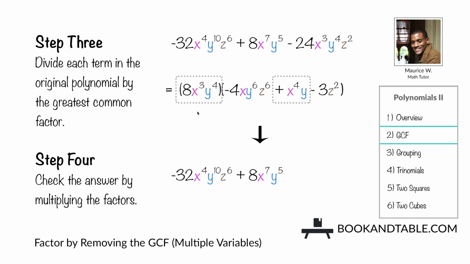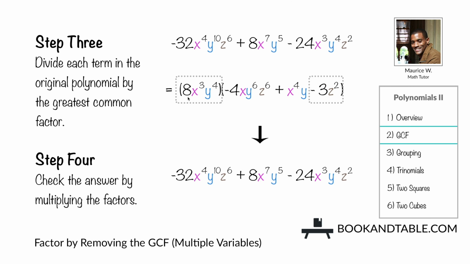Now we multiply the greatest common factor times the second term in here. 8 times positive 1 is positive 8. X to the third times x to the fourth is equal to x to the 3 plus 4, which is 7. Y to the fourth times y is equal to y to the 4 plus 1, which is 5.